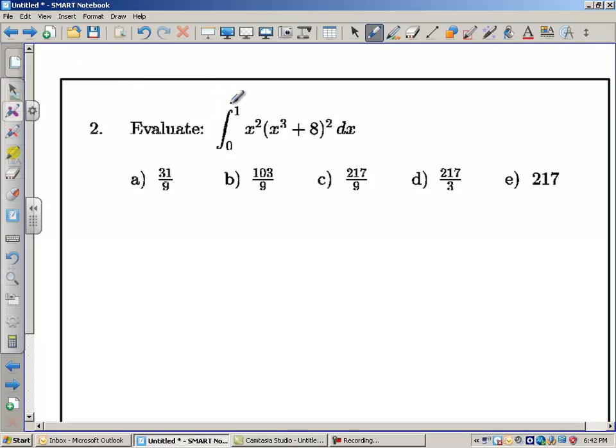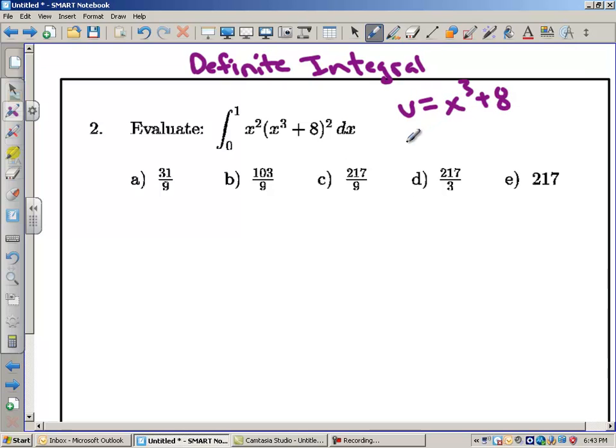Here is the first time that I have a definite integral, and I'm going to show you something that you can do. If you have a definite integral, you do not have to back substitute in terms of x. Let me show you what I mean. We would let u equal x cubed plus 8. So du dx is 3x squared. And I'm going to go ahead and do a full substitution here. So I'm going to solve this for x squared dx because that's what I have here is x squared dx. So that says 1/3 du equals x squared dx.